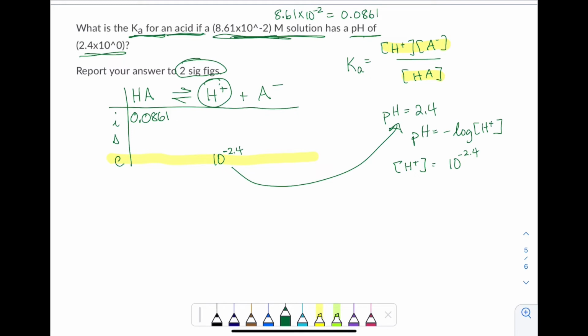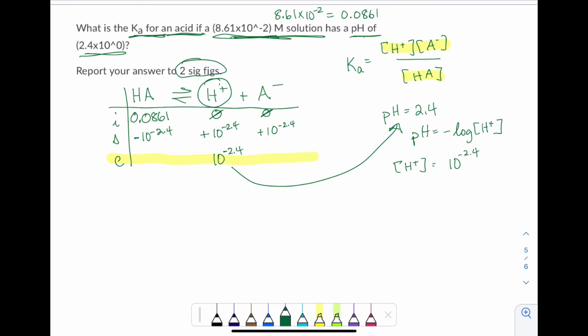All right, so here is the beginnings of my ice table. Since this 0.0861 was the initial molarity of the HA, as we did back in our original equilibrium module, the initial amounts of the products are 0. If I know the equilibrium amount of the H plus, that means the change was plus 10 to the negative 2.4, which means the change in my A minus concentration was 10 to the negative 2.4, which means the change in my HA concentration was minus 10 to the minus 2.4. I can't talk and write.